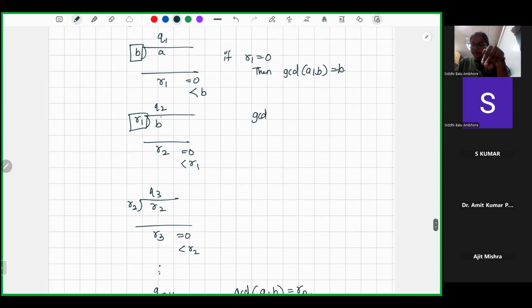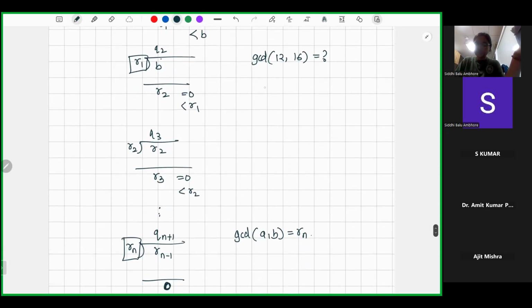Just to get the flavor of this, let me write this. If I want to find the GCD of two numbers, for example, 12 and 16, just to check whether this algorithm works, I will divide 16 by 12. This will be 1, remainder 4. Now I will divide 12 by 4, and I get 0. So here I got 4 such that the remainder is 0. So the GCD of 12 and 16 we anyway know is 4.